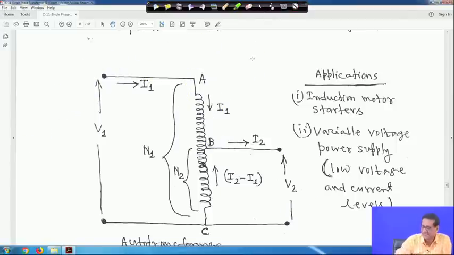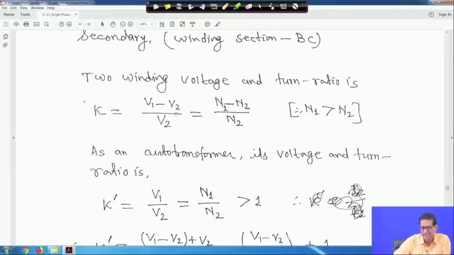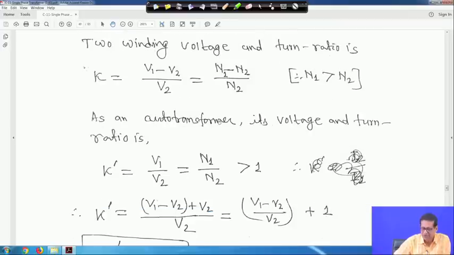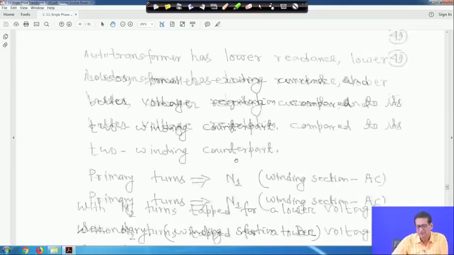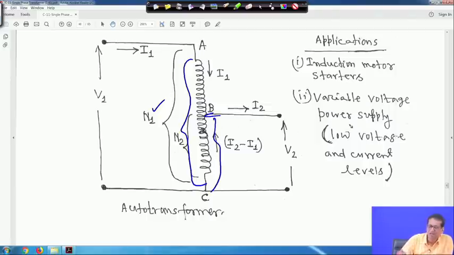Same I am writing, K is equal to V1 minus V2 upon V2, which is N1 minus N2 upon N2, of course N1 greater than N2. Now, when you take it as an auto transformer, the voltage and turns ratio will be K dash is equal to V1 upon V2. For the auto transformer, the same winding you are using for both, right. So this is your one turn, that is your N1, and this is another turn, same winding, something we are tapping out, so the voltage is V2, right.